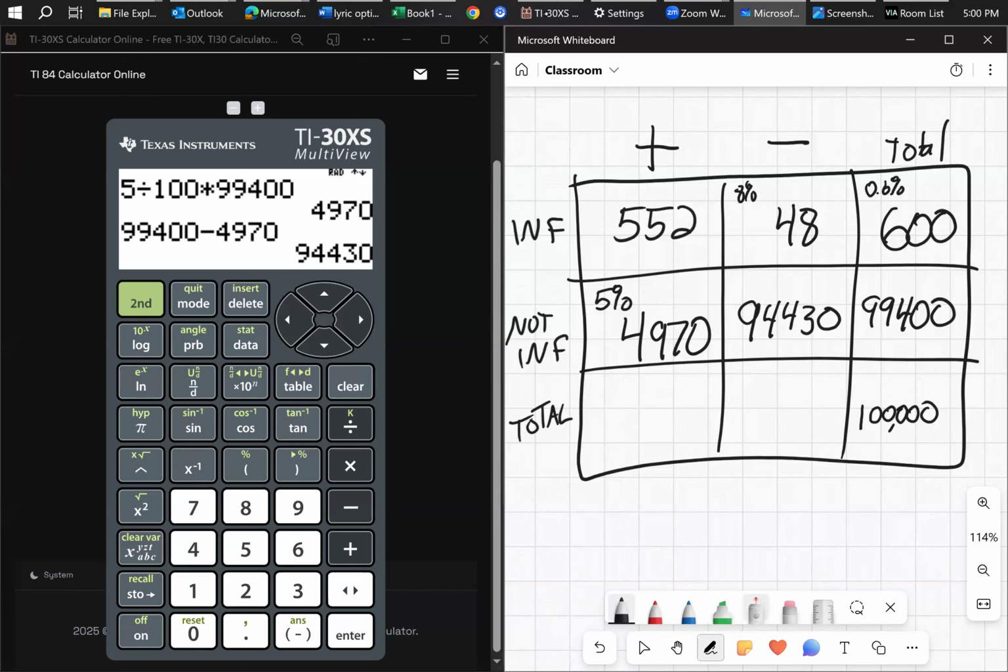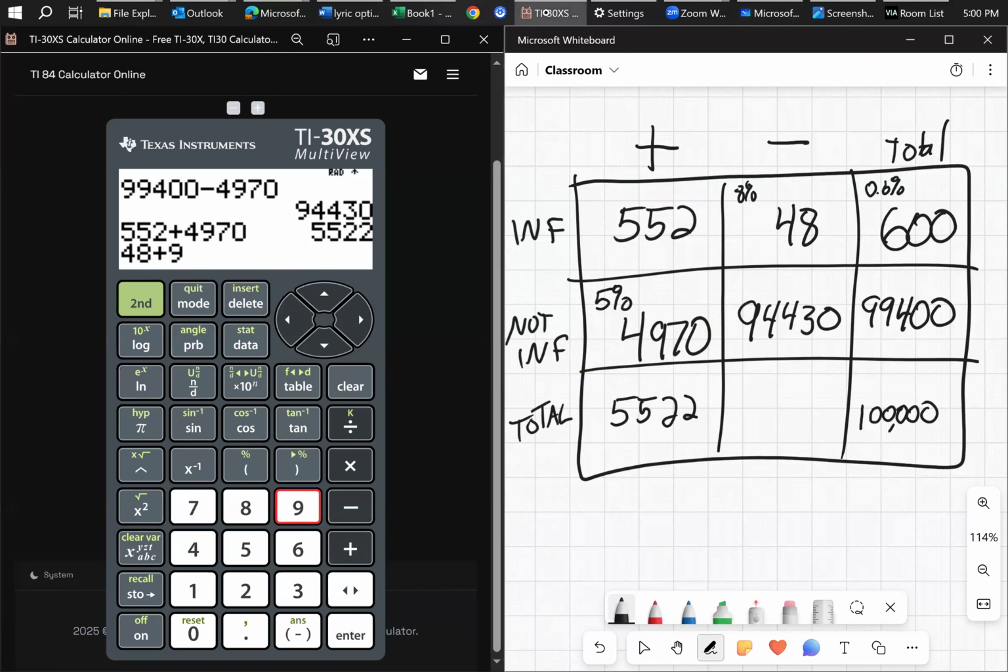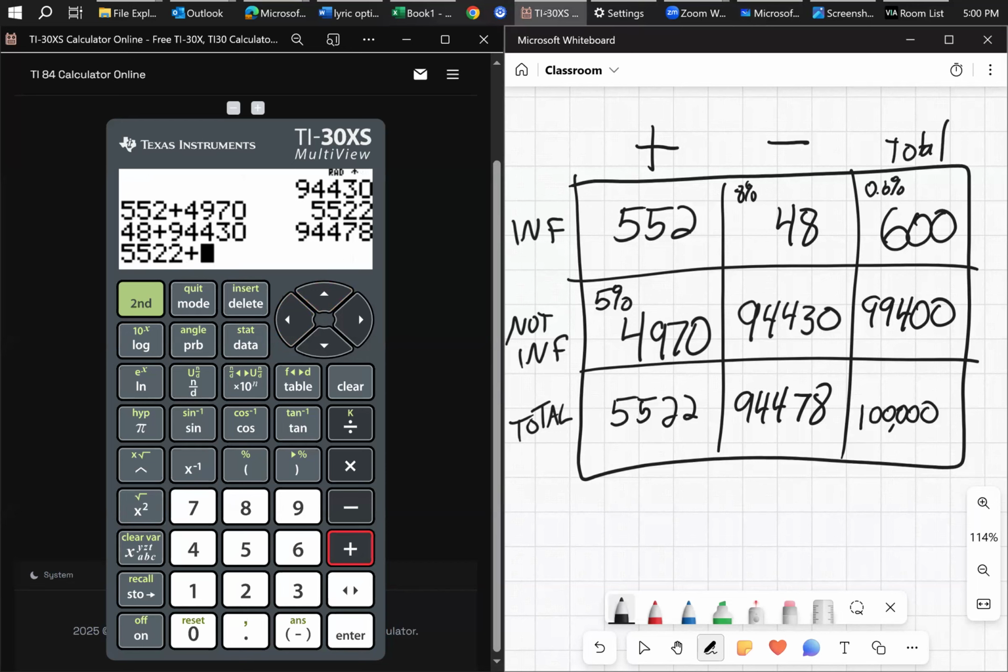Okay, lastly, we can add numbers to get the total. Here we have 5,522, and 48 plus the 94,430 is 94,478. And you might want to check that those two sum numbers that you just got correctly add up to the grand total population. Everything looks great with this table. Everything's flying.